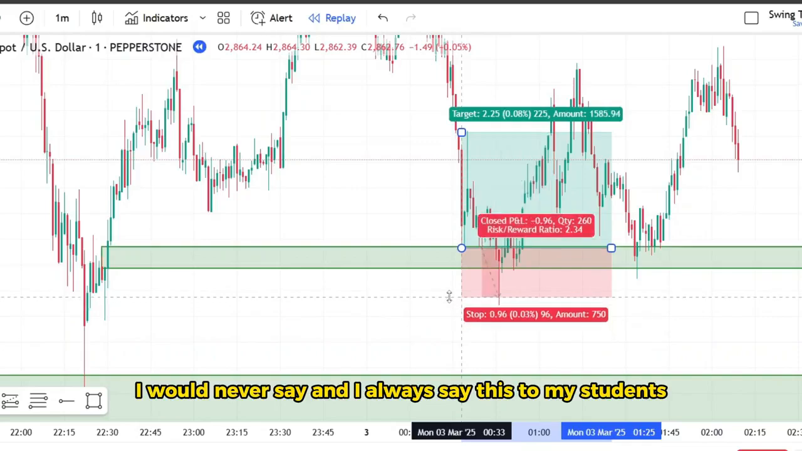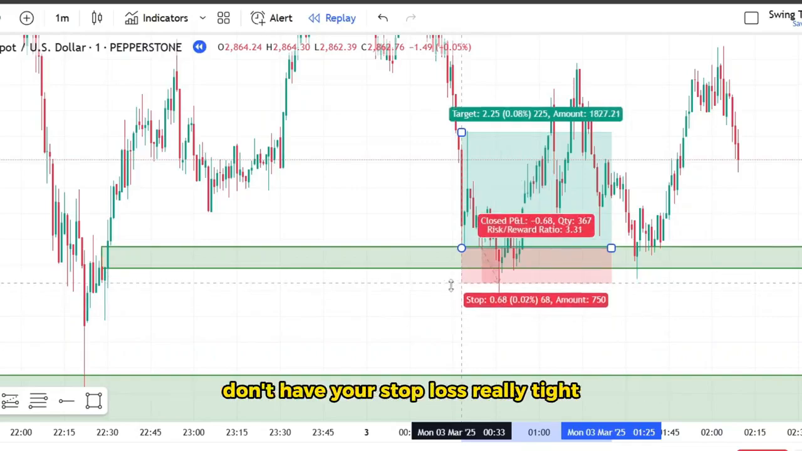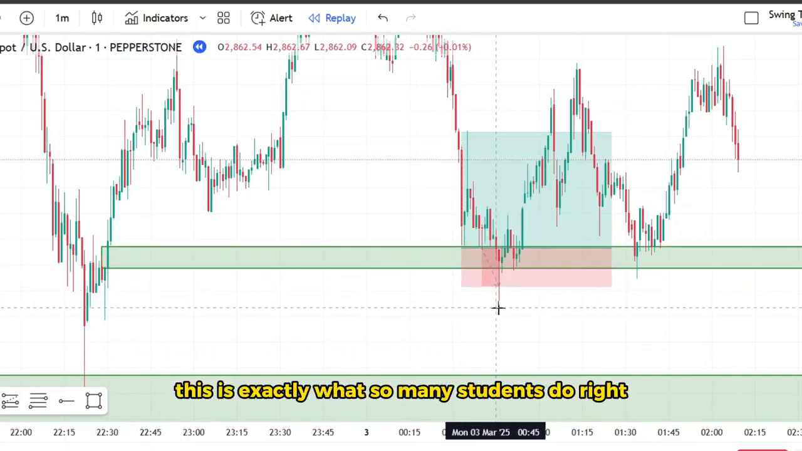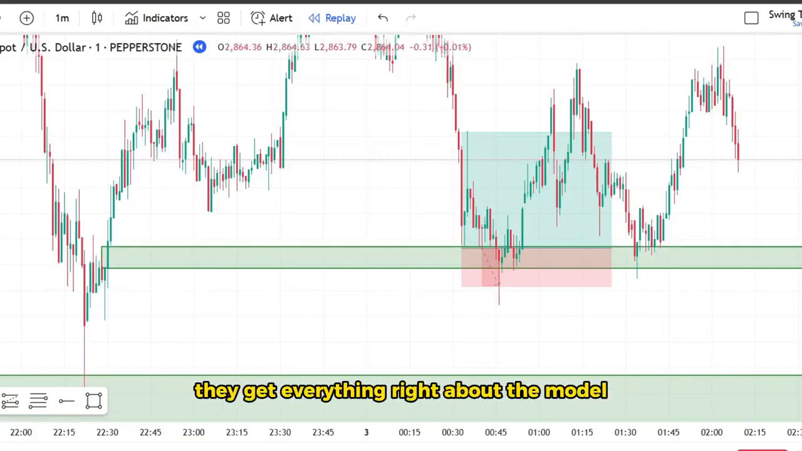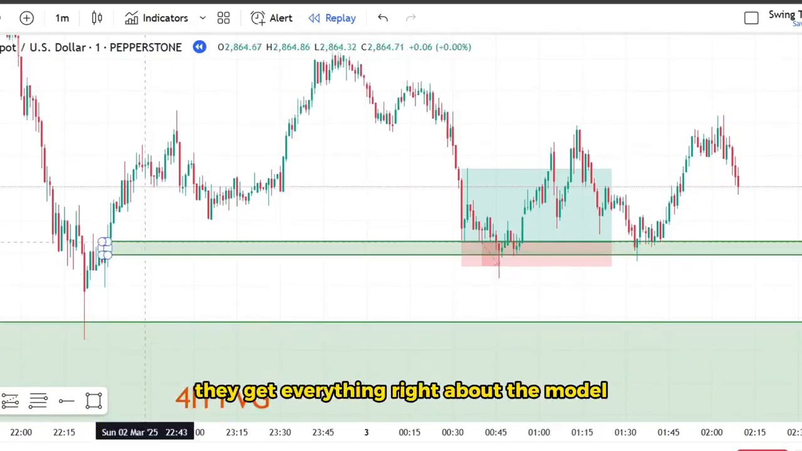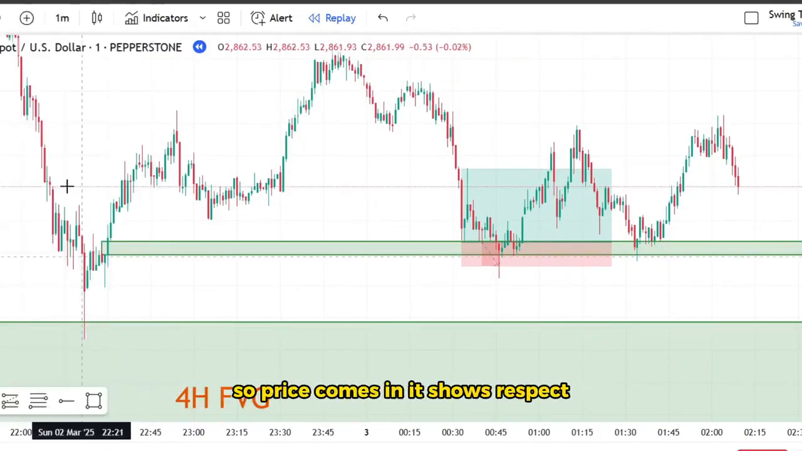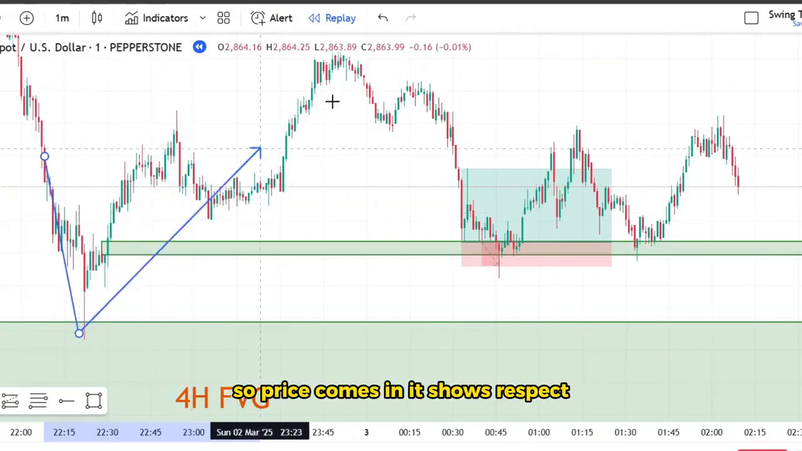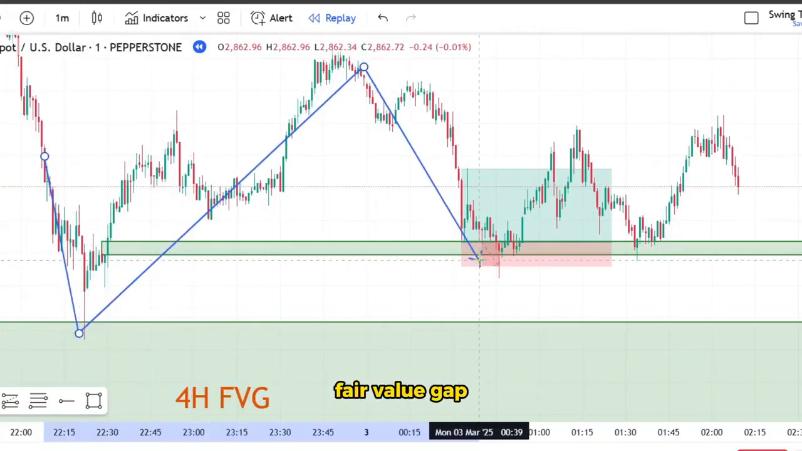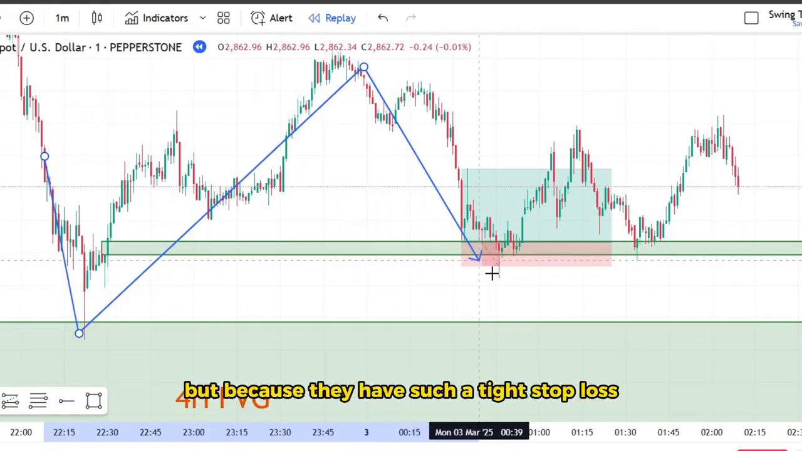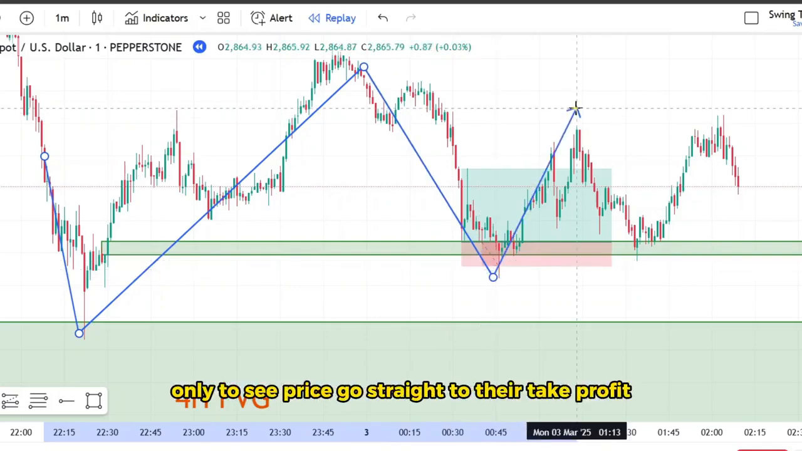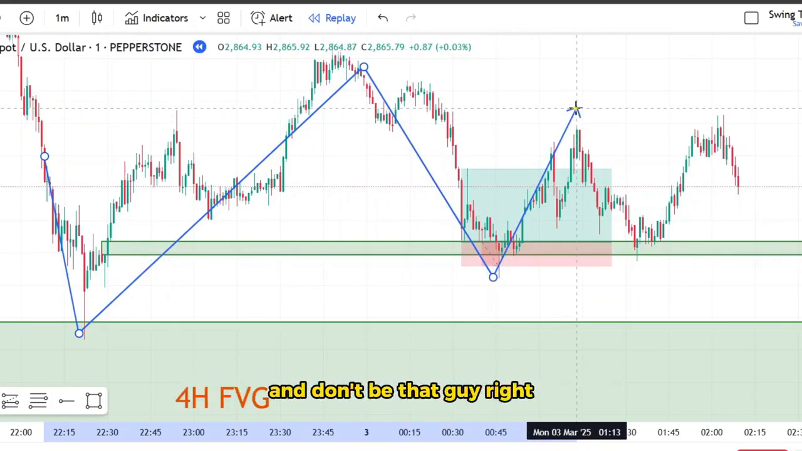I always say to my students, don't have your stop loss really tight, because you see this wick here. This is exactly what so many students do, right? They get everything right about the model. Let's just zoom out. Price comes in, it shows respect, it moves off massively, it comes to their fair value gap, but because they have such a tight stop loss, they get wicked out, only to see price go straight to their take profit. So don't be that guy. That used to be me. Don't be that guy, right?